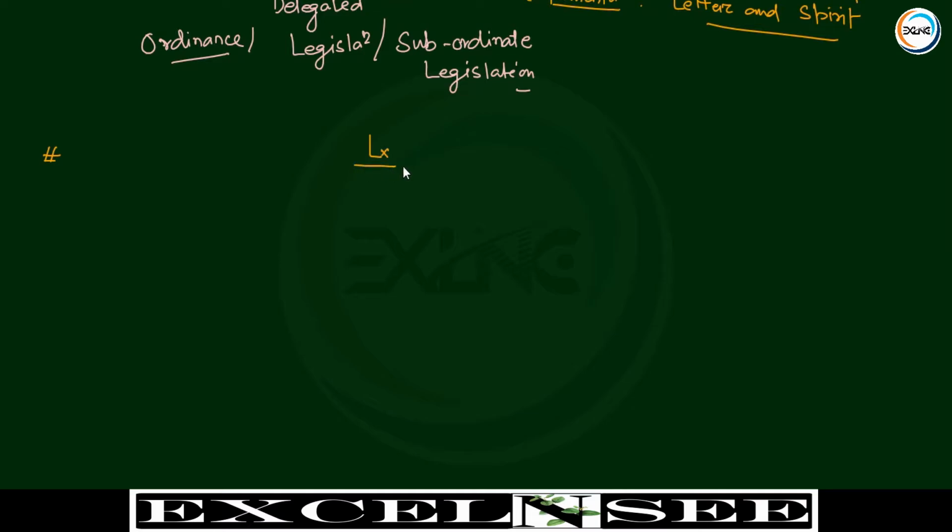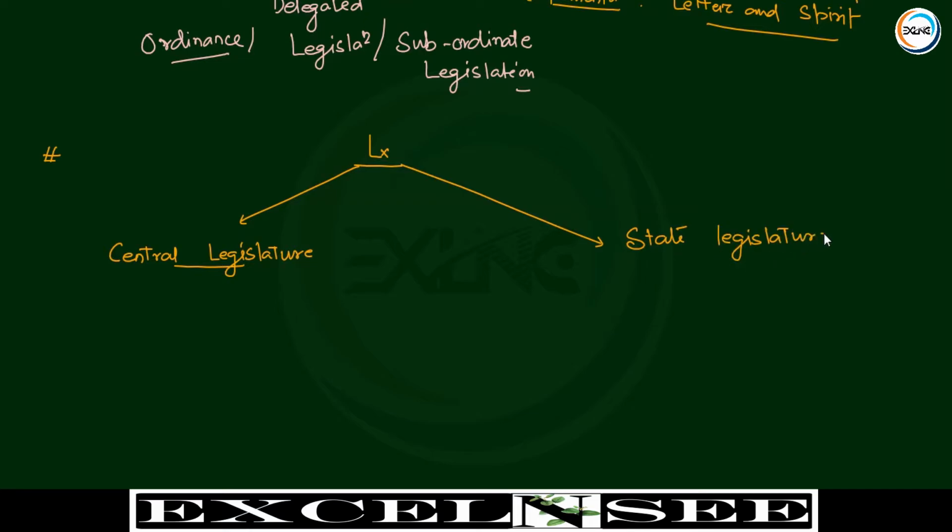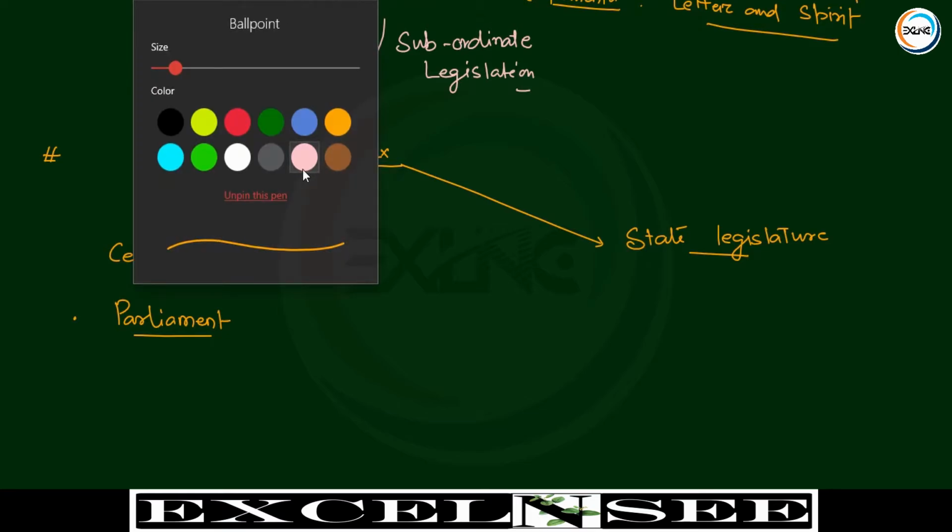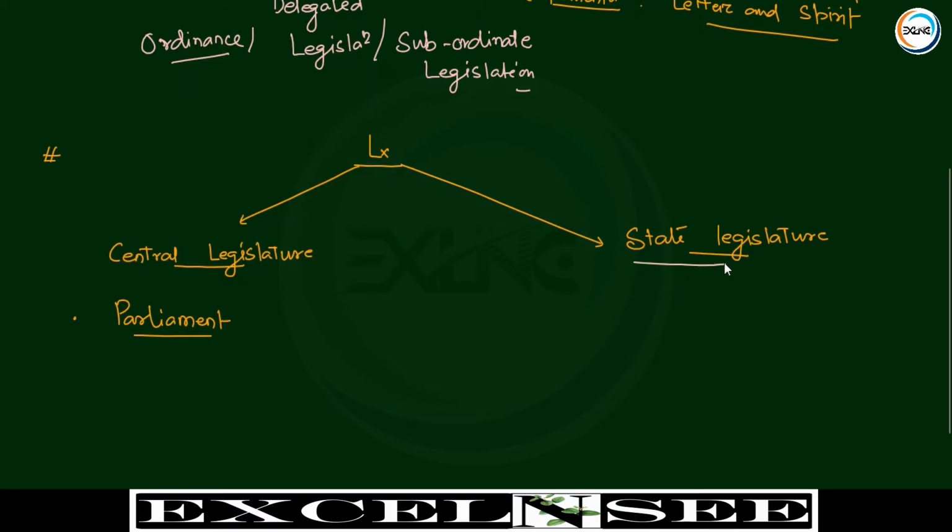So we have legislature. Legislature means there are central legislature and state legislature. The central legislature is known as what? Parliament. Central legislature is known as Parliament. And state legislature, or in colloquial term, assembly. In colloquial term, what do you call it?